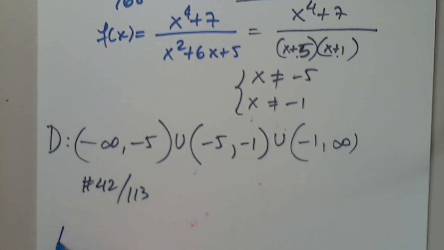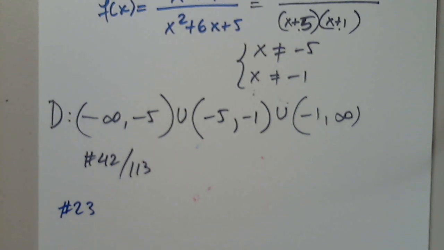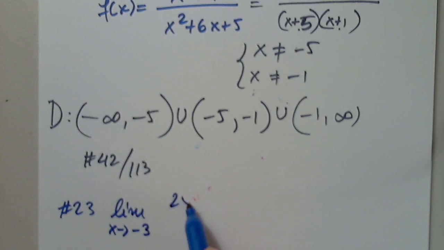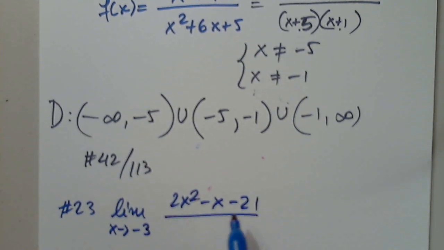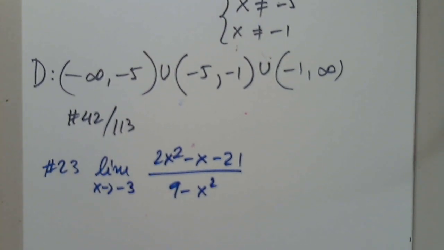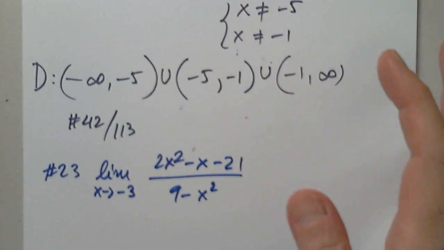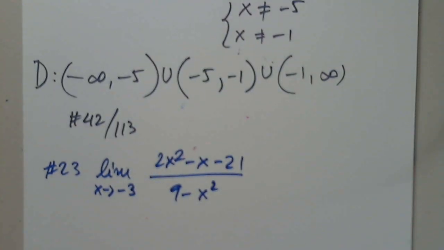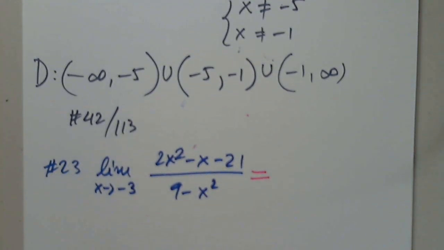Okay, I will choose 23. So in 23 we have the limit as x approaches -3 of 2x squared minus x minus 21 over 9 minus x squared. When we're asked to find the limit, what is the first thing we need to determine? 99% of the cases, what do we need to do first? See if -3 is in the denominator. Yes, plug it in. So 9 minus 9 is 0.